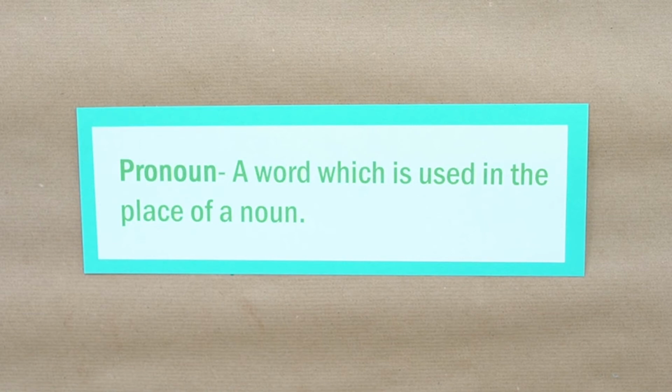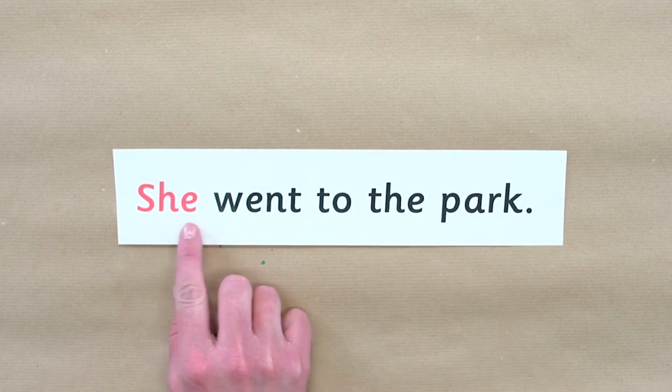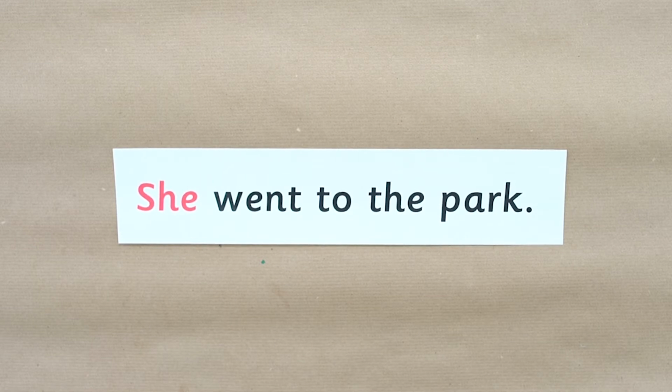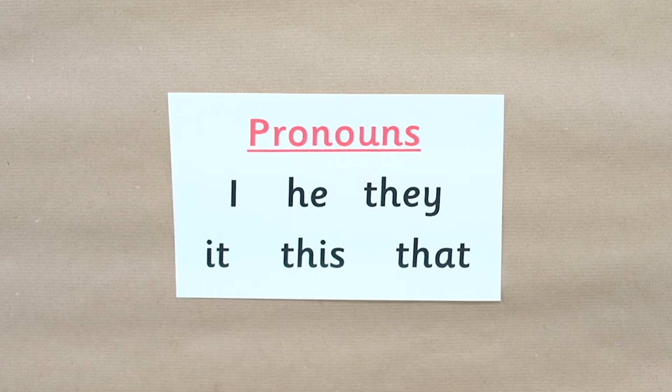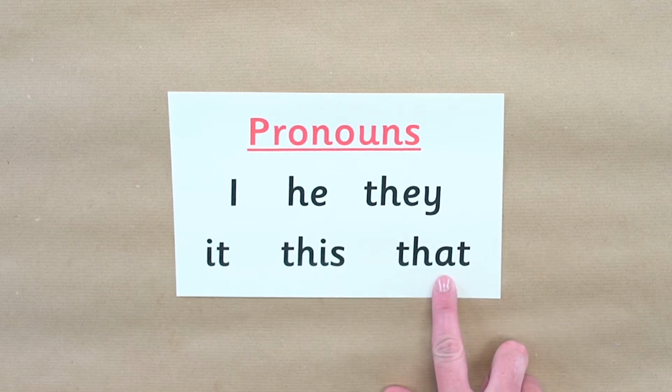Pronoun. A word which is used in place of a noun. She went to the park. She is the pronoun. She is a girl, woman, or we could have used her name. In this sentence, rather than using any of those nouns, we have used the pronoun she as a shorthand to replace these other nouns. Other examples are I, he, and they for people, and it, this, or that for objects.